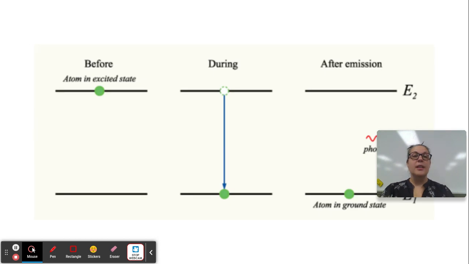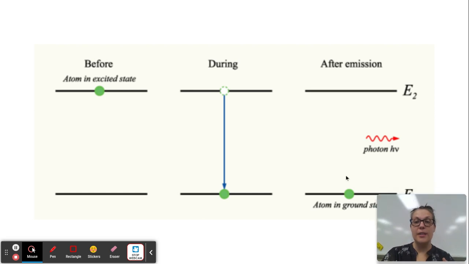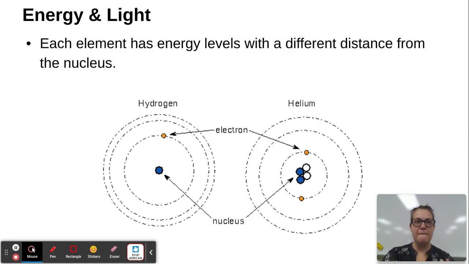Sorry. So when an atom is excited because it has excess energy, it will then fall. And as it falls down to a lower level, light, which we call a photon, is released. One thing to keep in mind is each element has energy levels with different distances from the nucleus.